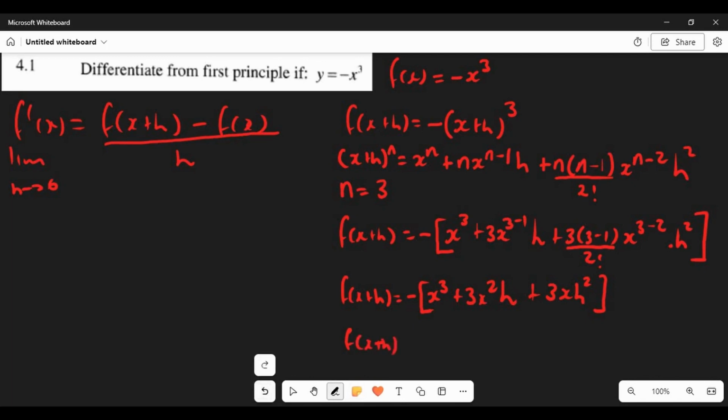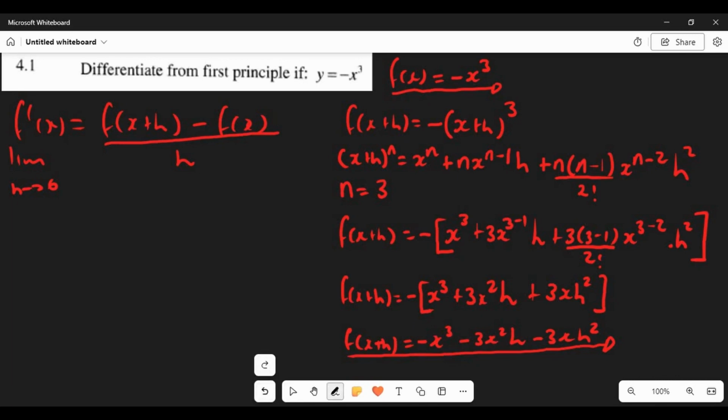Then from there we remove the bracket by multiplying with this negative 1 here. I hope you are able to see that. When you multiply by this negative 1, you're going to have negative x cubed minus 3x squared h minus 3x h squared. So guys, this one here is our f of x plus h. Now that we managed to find our f of x plus h, we also have our f of x here. We can use this formula. We just substitute these values into this formula.